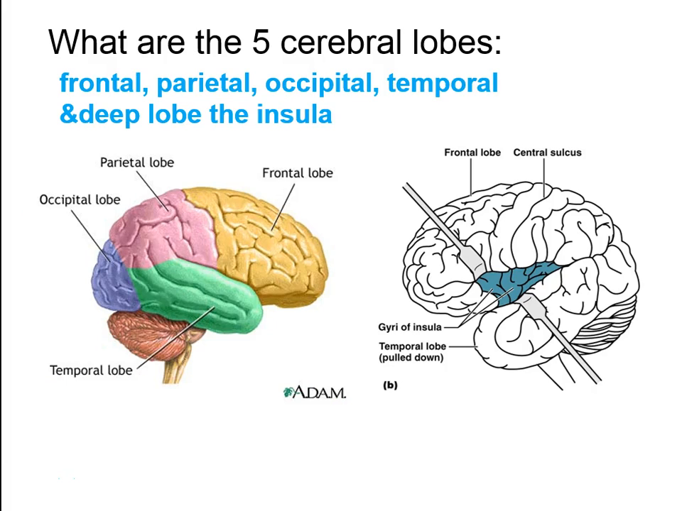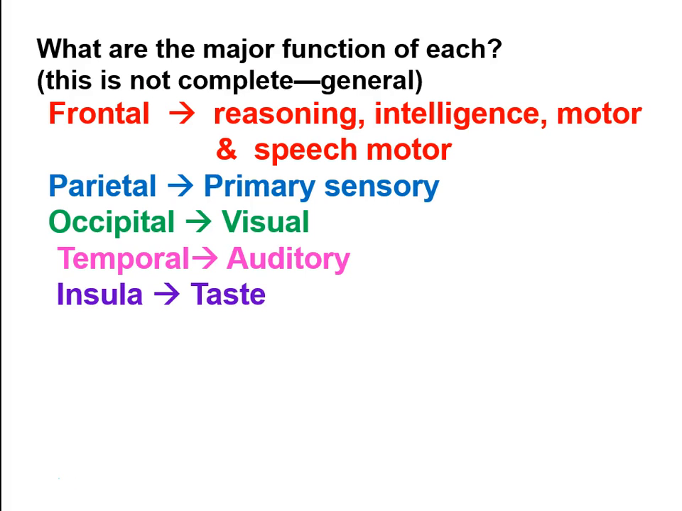There are 5 cerebral lobes. They're associated with the bones that cover the cranium. 4 of them are. The frontal bone would be here, so this is the frontal lobe. Parietal, occipital, and temporal. Now, if you pull the temporal and the frontal apart, down deep you'll see the deep lobe of the insula. So what are the functions of each one of those lobes? The frontal lobe is responsible for reasoning, intelligence, motor, and speech.